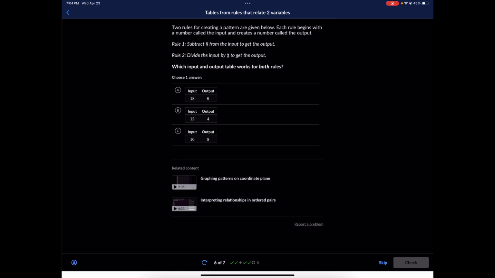Okay, 2 rules for creating a pattern are given below. Each rule begins with a number called the input and creates a number called the output. Rule 1, subtract 8 from the input to get the output. Rule 2, divide the input by 3 to get the output. Which input and output table works for both rules? Well, if we subtract 8 from the input, which we'll represent as x, then we'll get a certain value.